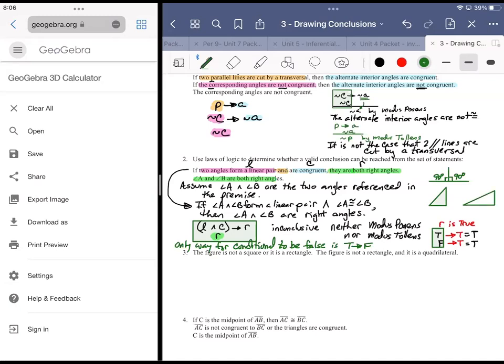Well, that's the conditional part of it. I'm saying if they form a linear pair and they're congruent, then they're right angles. That's definite. But here's an instance where you have two right angles, but those don't form a linear pair. That's where we run into a problem with the logic, right? This is a linear pair. These two, yeah, they're both 90 degree angles. They're both right angles. They're both congruent to one another. They don't form a linear pair though.